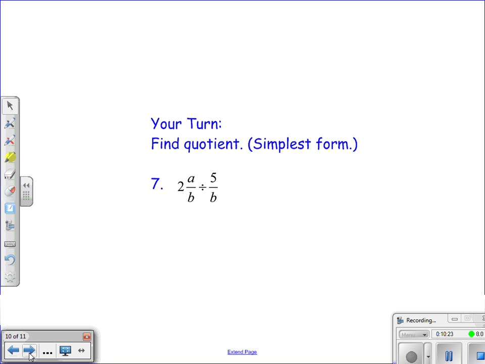Guess what? This is your last your turn problem, number 7, 2ab divided by 5b. Go ahead and write this down on your paper, work it out till it's in simplest form, and I will be looking at this problem the next day in class. When you've finished this, we are done with section 5-4, dividing fractions. Tomorrow in class, we will do more practice problems and homework on this lesson.